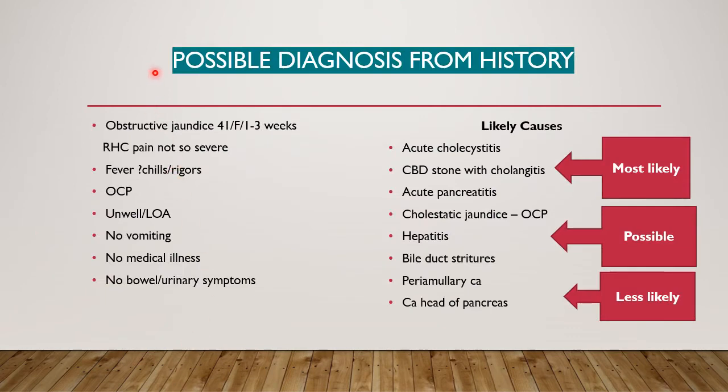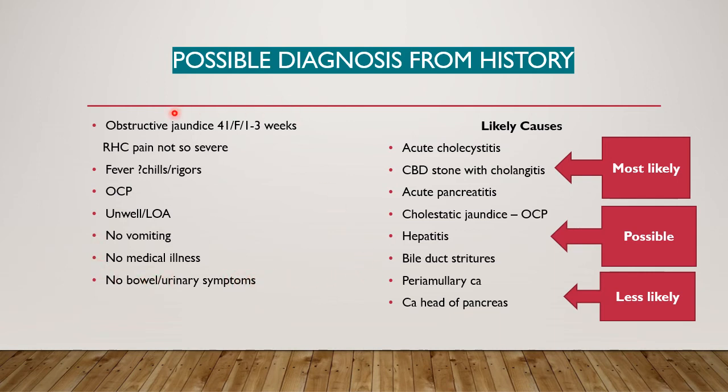Now let's see the possible diagnosis from the history. The patient is a case of obstructive jaundice in a 41-year-old female for 1 to 3 weeks of duration. The pain is not so severe, associated with fever, and we are not sure whether there are chills and rigors. The patient has a history of oral contraceptive pills and has been feeling unwell for the last 3 weeks with severe loss of appetite. No vomiting, no medical illness, no bowel or urinary symptoms.